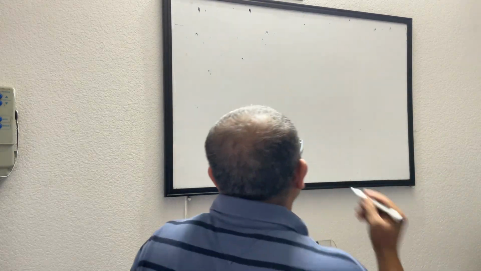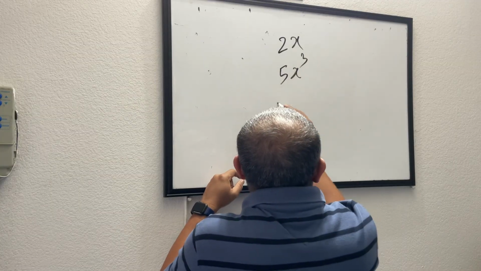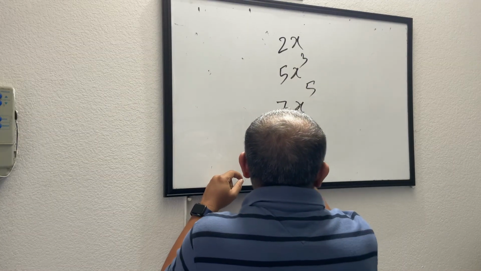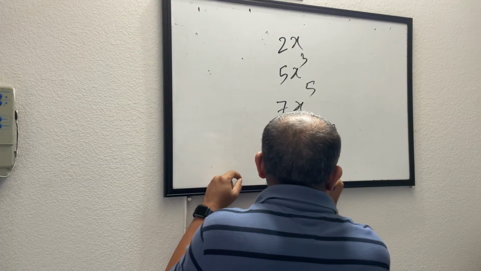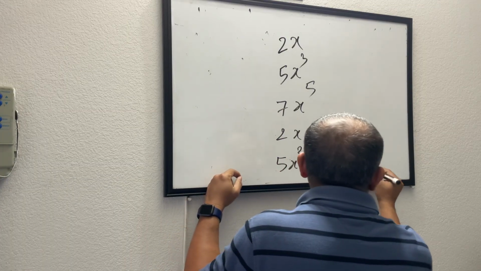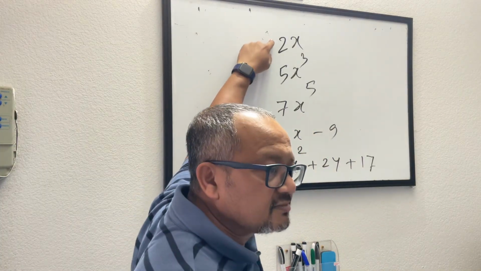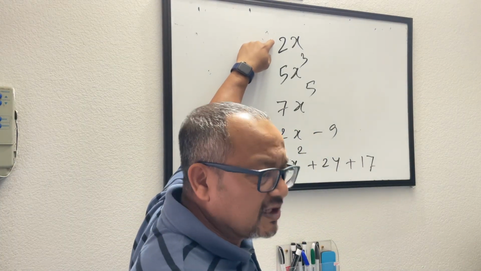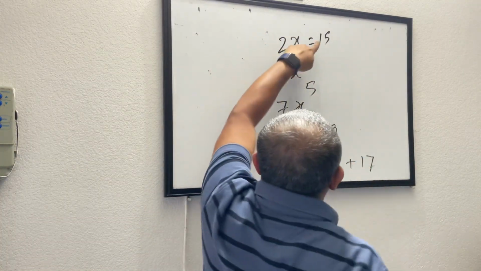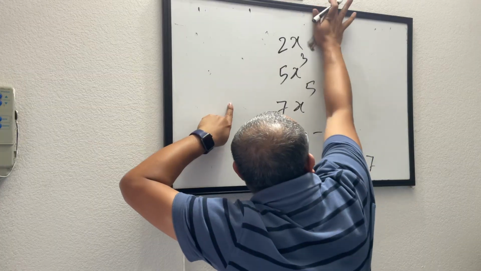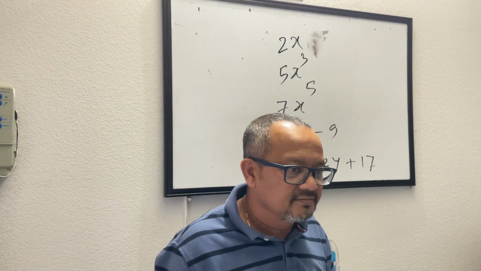I have 2x, 5x cubed, 7x to the power 5, 2x minus 9, 5x squared plus 2y plus 17. Okay? All these are expressions. This is one expression, an expression because there is no equal to sign. If I have 2x equal to 15, that becomes an equation. But none of them have an equal to sign. So these are all expressions. There is no outcome.